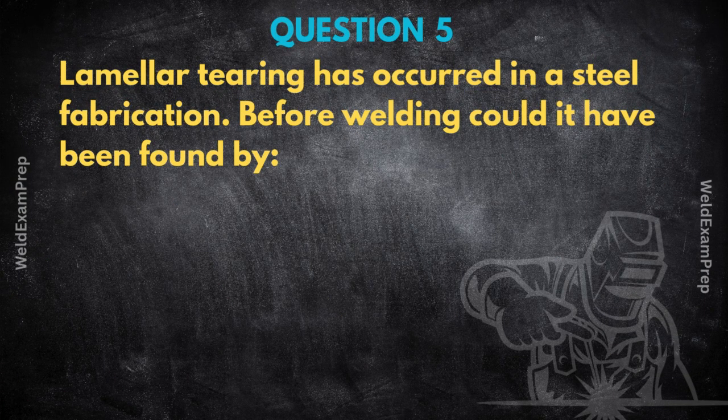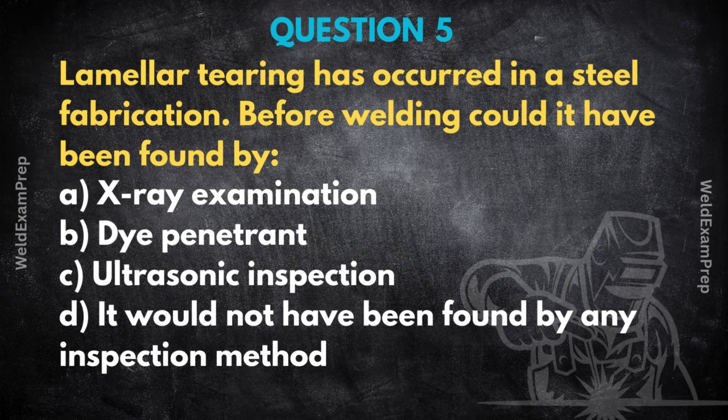All right. Question 5. Lamellar tearing has occurred in a steel fabrication. Before welding, could it have been found by A, X-ray examination, B, dye penetrant, C, ultrasonic inspection, or D, it would not have been found by any inspection method. Lamellar tearing. A tricky one. Yeah, this really tests understanding when defects form. Could you have spotted this before any welding started?